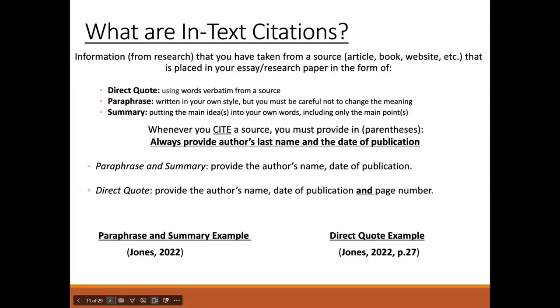So I have an example here. If you paraphrase or summarize, and I'm going to say summarize and summary interchangeably, all right, you always put, as you see here, for example, Jones 2022, open parentheses, close parentheses, all right. If you do a direct quote, as an example, you have the author's last name, comma, the year of publication, comma, and then the page number of where that direct quote came from, okay. So this is the information for in-text citations.